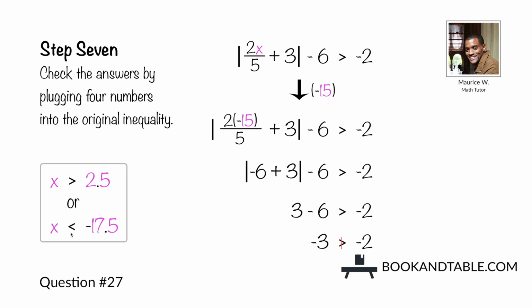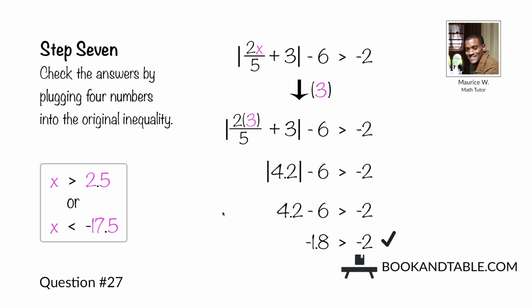So this is true. To test x is greater than 2.5, we are first going to plug in 2.5 for x. 2 times 2.5 is 5. 5 divided by 5 is 1. 1 plus 3 is 4. The absolute value of 4 is 4. 4 minus 6 is negative 2, leaving us with the false statement, negative 2 is greater than negative 2.